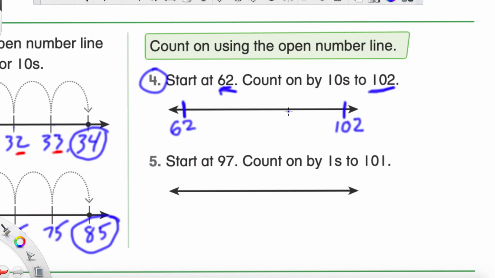Okay, so if you are not done yet, hit the spacebar, pause the video until you are finished. If you are finished, we're going to continue.